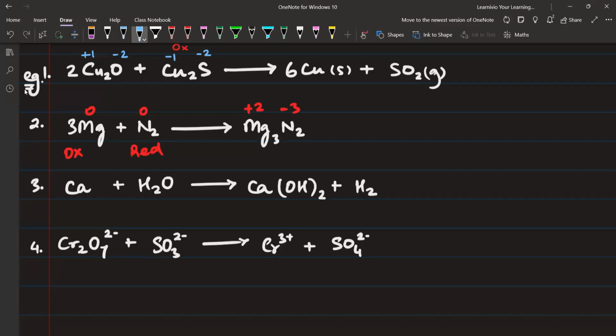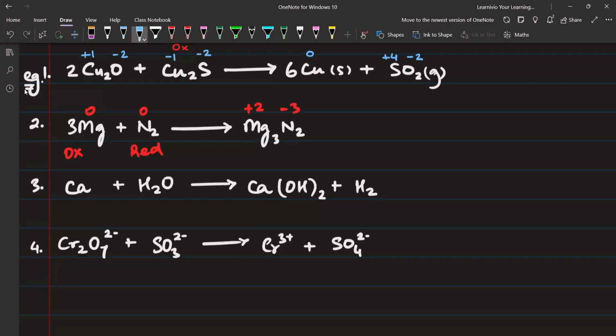Now, when we have 6 copper, which is in its uncombined state, it will have 0 oxidation state. This oxygen here will still be -2, and sulfur here will be +4. You can do the X method and see. Just double it, so you will get +4. Hopefully you don't have any problem with this. We have done 50 questions on how to calculate oxidation number, so you should not have any problems.